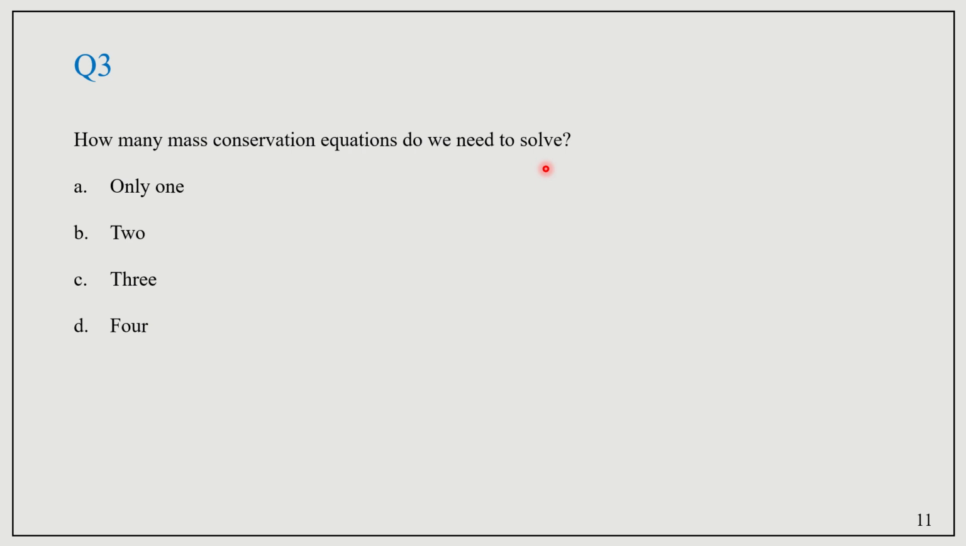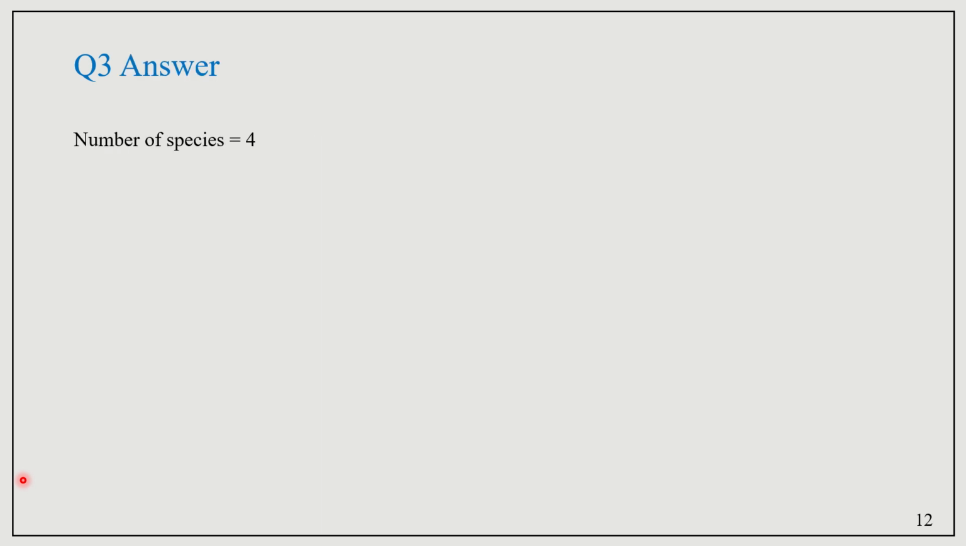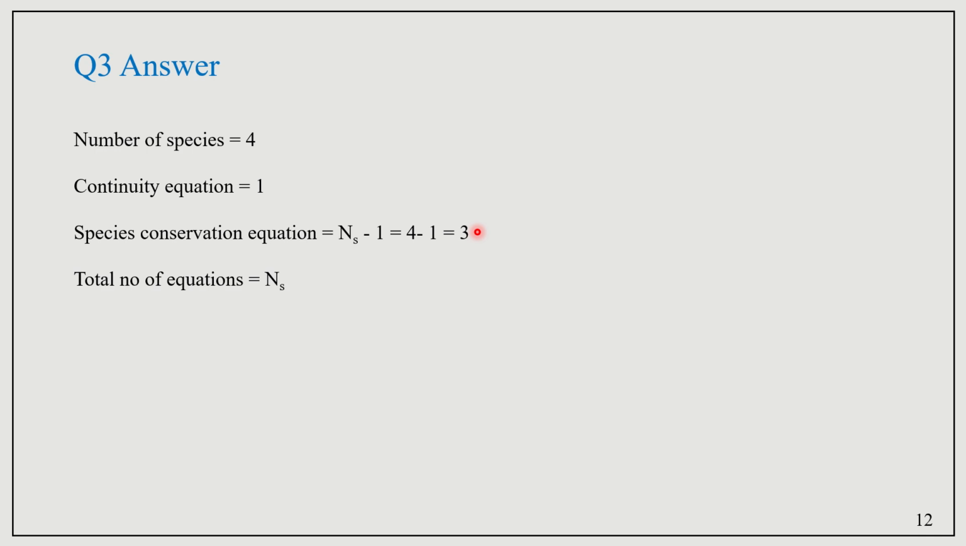How many mass conservation equations do we need to solve? The answer is 4. Option D, 4, is the right answer. The number of species is 4: carbon monoxide, hydrogen, carbon dioxide, water. The continuity equation we have 1, and species conservation equations equal ns minus 1, which is 4 minus 1, so it is 3. So the total number of equations is ns minus 1 plus 1, equal to ns. Here ns is 4, so the answer is 4. Now we will go to question 4.